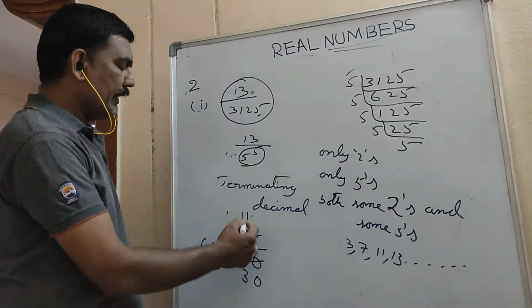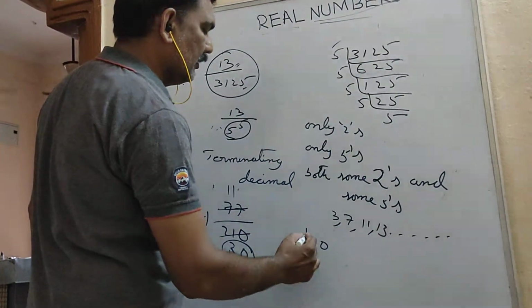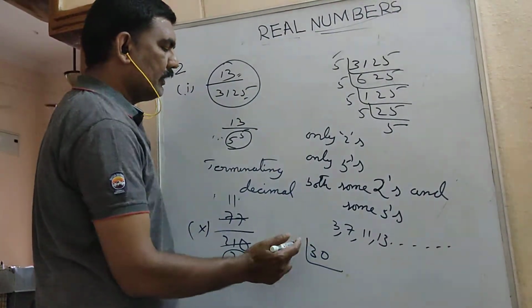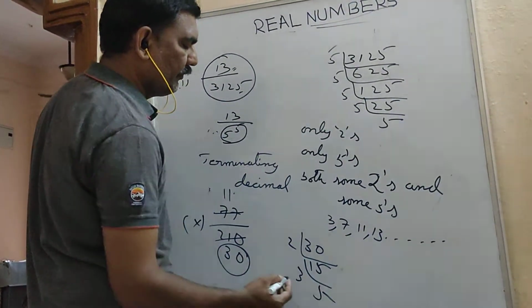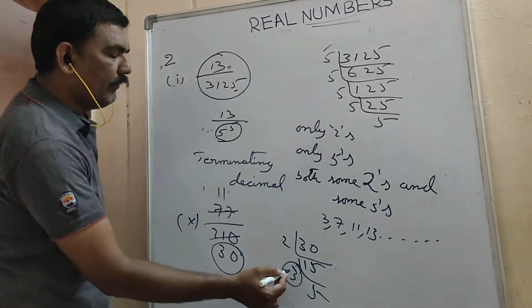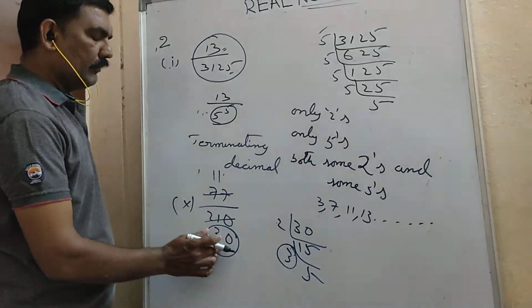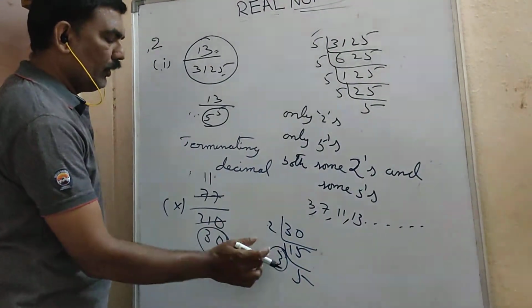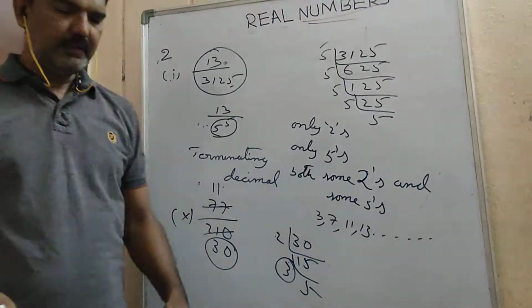Okay, now 11 by 30. Find factors for 30. 2 15s are 30, 3 5s are 15. In this denominator, other than 2 and 5, what do you have here? Prime factor 3. Therefore, the prime factors of 30 have one more number other than 2 and 5, so this is said to be called a non-terminating decimal.